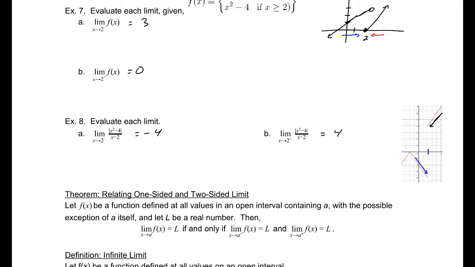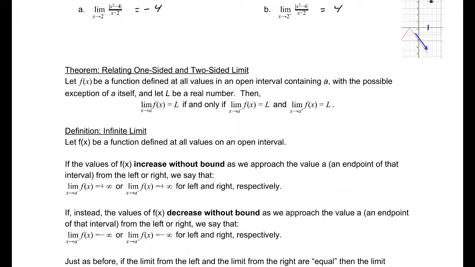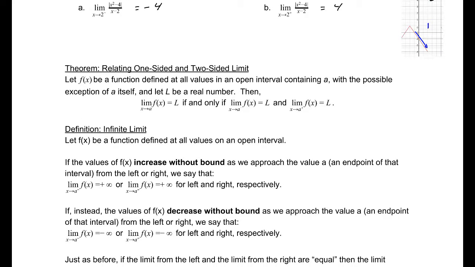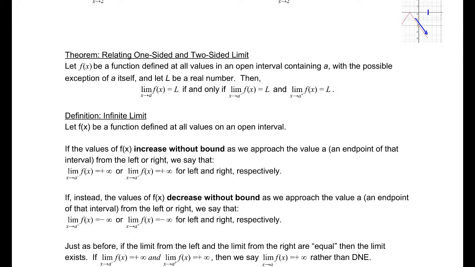Now the next thing we have to say here, we have a lot of definitions, and these are important, is if a function is defined at all values in an open interval, and the values of f of x increase without bound as we approach that value a, then we would say, depending on which one it is, the limit as x approaches a from the left is positive infinity, or from the right is positive infinity, depending on which direction we're coming from. And the same idea, if it decreases without bound, then we say the limit is negative infinity.